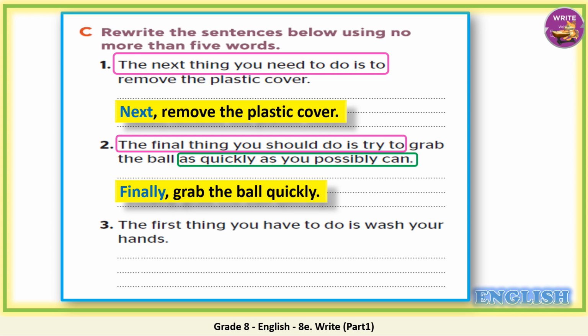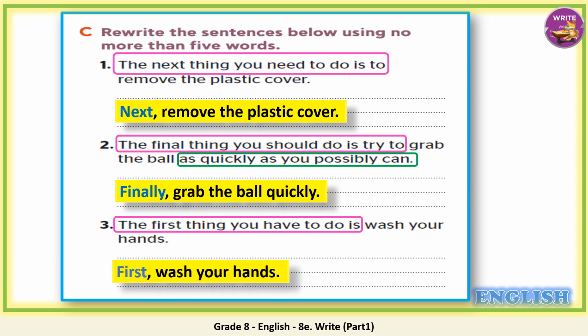And now, let's go to sentence 3. The first thing you have to do is wash your hands. Now you are good enough to do this alone. So, which part can be replaced with just one word? Very good. We can replace this part with just one word. What word can we use here? Excellent. We can say first, wash your hands. Very good, guys.